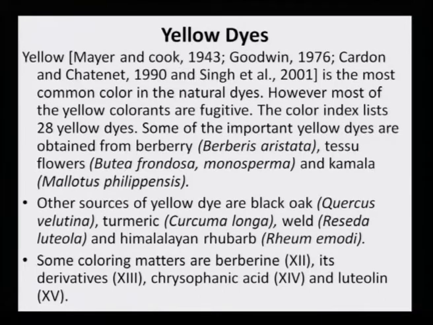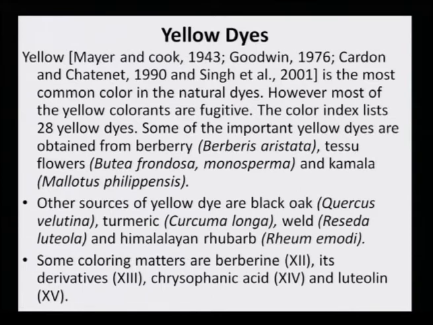So, these are the few plants from which the yellow dye is popularly extracted, although 28 yellow dyes have been enlisted. Other sources of yellow dyes are black oak, that is Quercus velutina, turmeric which is Curcuma longa, weld which is Reseda luteola, and Himalayan rhubarb which is Rheum emodi. So, there are other sources, it is not just the ones which I mentioned.